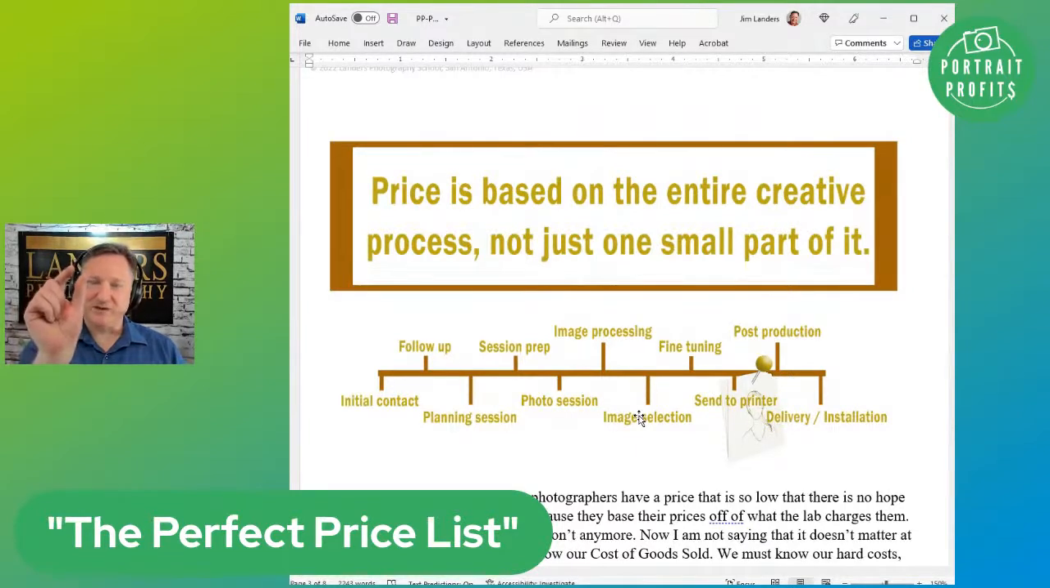Here's that one small fraction. I'm not going to base my entire price on just that one small fraction. I'm going to base it on the entire creative process, because after I send it to the printer, then I've got some post-production work to do.